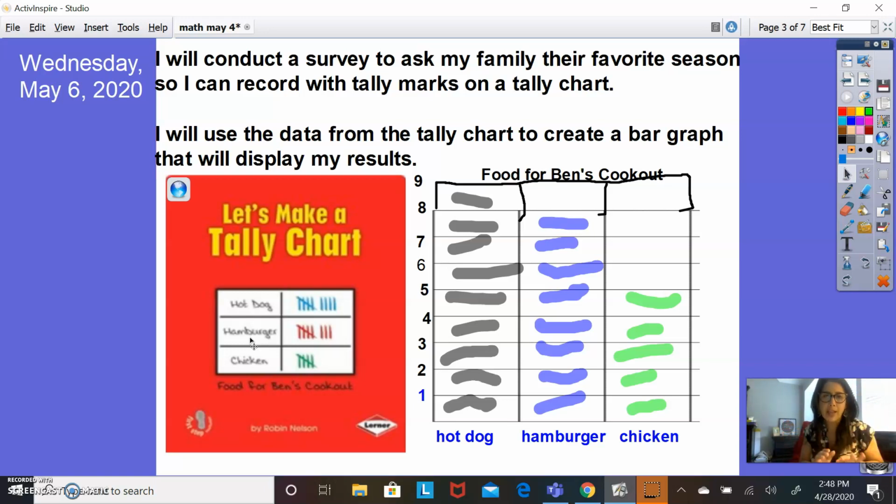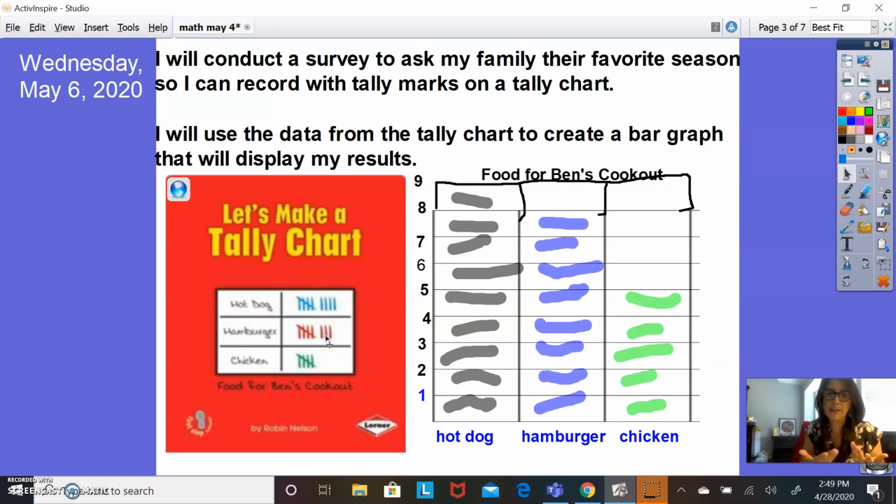So for this particular case, the food at Ben's Cookout, there were going to be hot dogs, hamburgers, and chicken. So his title is Food for Ben's Cookout. Then he listed his 3 choices on the tally chart. Then once he had that ready, he walked around and asked each person, do you want a hot dog, a hamburger, or chicken? And remember, 1 tally mark for 1 thing. So when he asked his uncle, he made 1 mark for whatever he chose. If he chose hot dog, 1 mark. So just 1 mark for each answer.